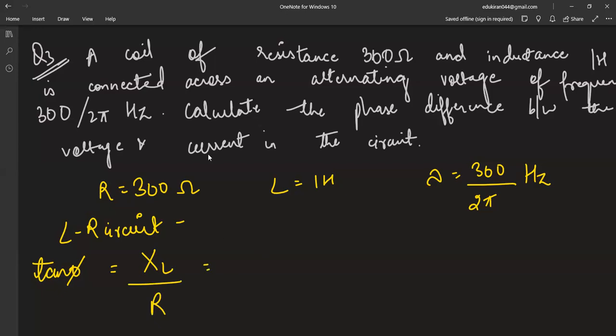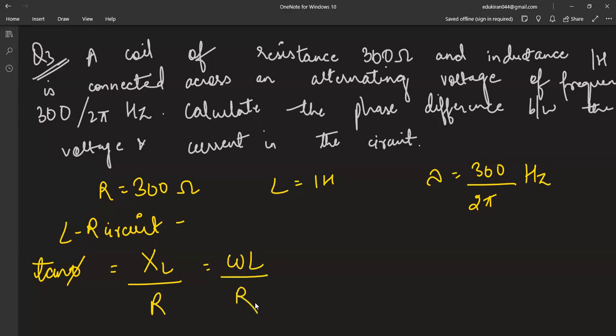What is the formula of XL in terms of frequency? Harif, you tell me. Formula of XL, inductive reactance. Austin is right. 2 pi mu L. See, correct, Austin. This is equal to omega L.